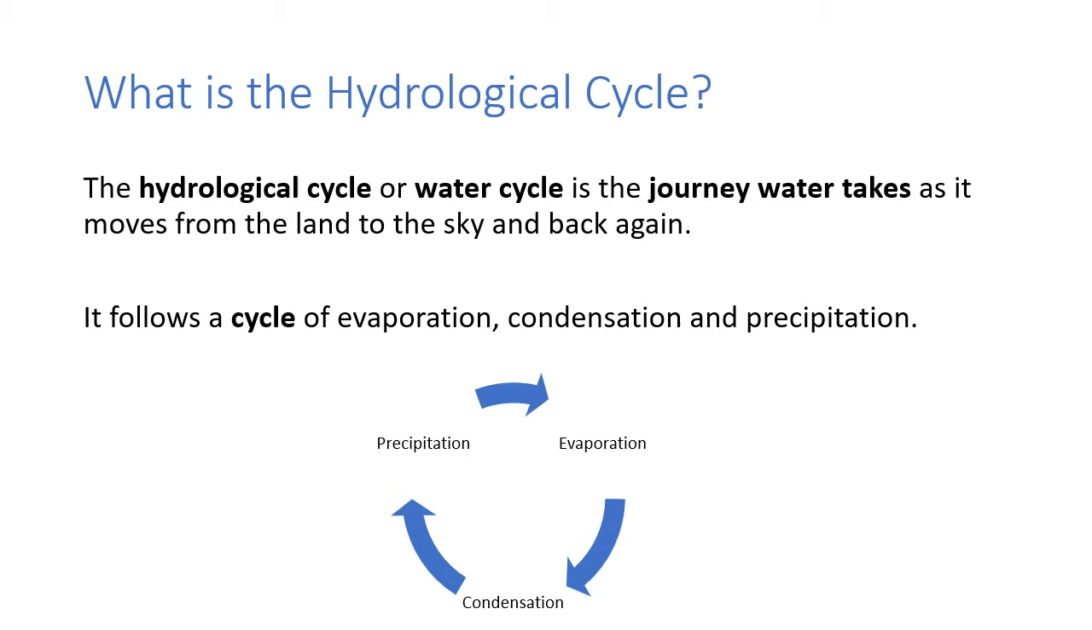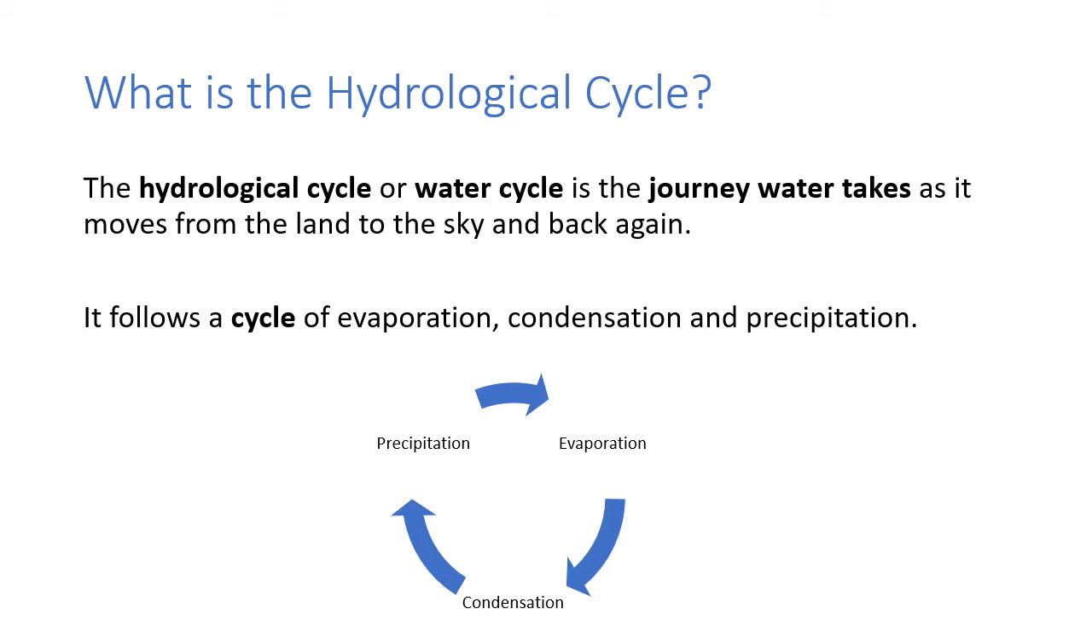Now, as we said, the hydrosphere, the water on the Earth, basically keeps moving around, and that journey is what we call the water cycle or the hydrological cycle, and that's what's shown here. And basically, it's just a repeating process.